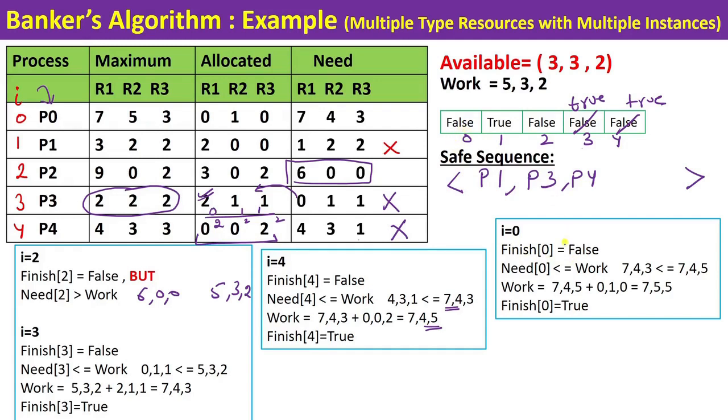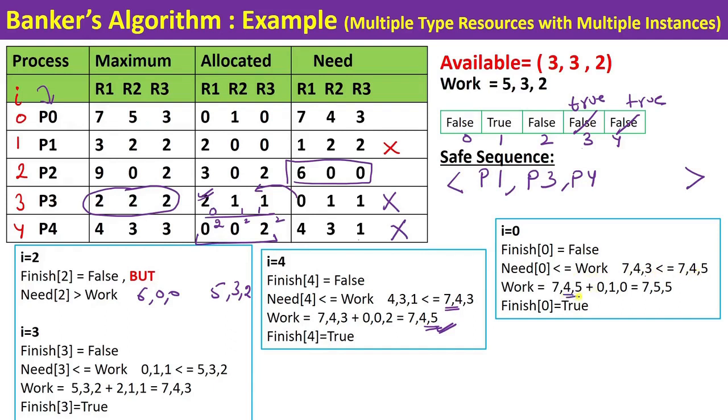So the safety algorithm will say, let me check. Is your need less than work? Yes, 743 is less than your currently available resources, that is 745. 7 is equal to 7. 4 is less than or equal to 4. 3 is less than 5. Okay, need is less than work.